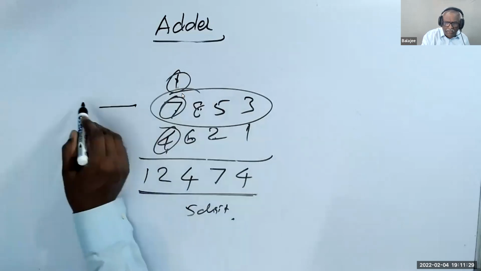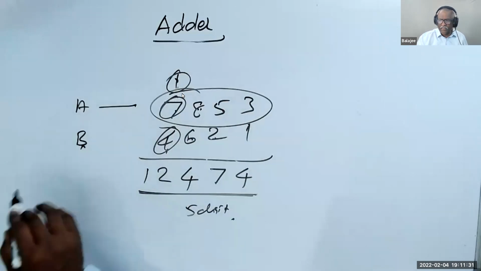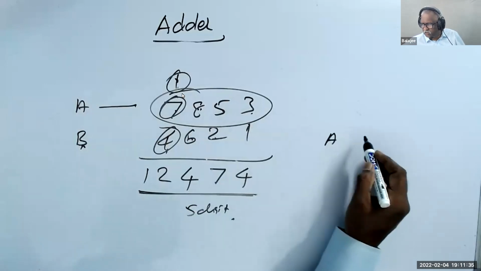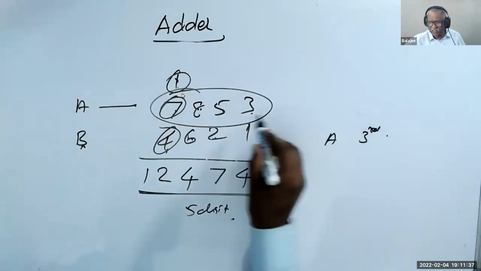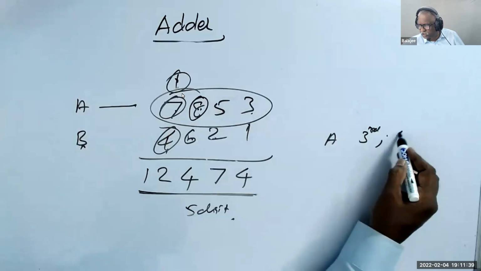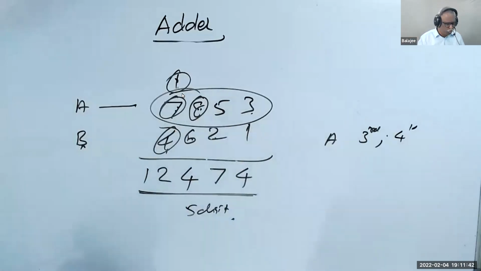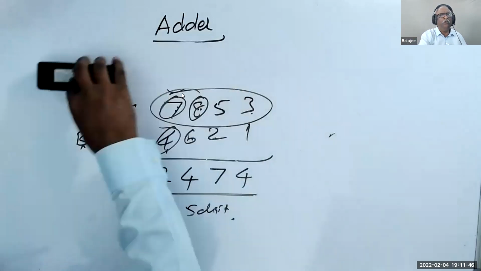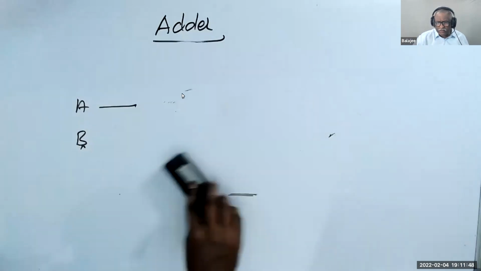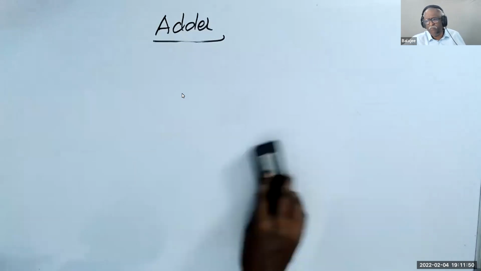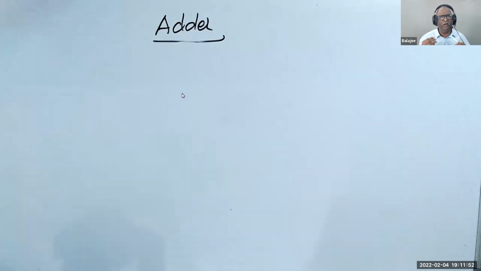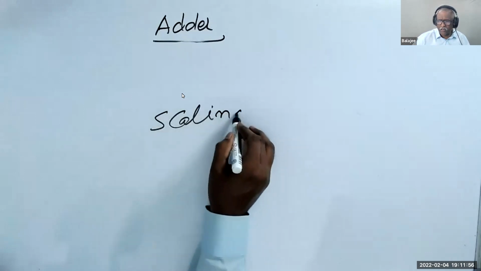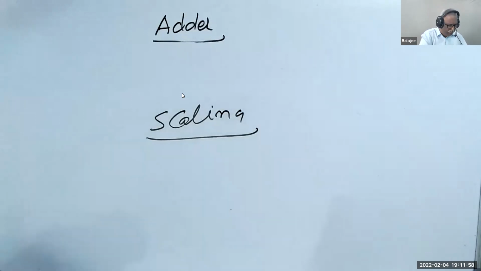This is called number A. This is called number B. Number A has 4 digits. If I say number A, third digit, that is 8. Number A, fourth digit is 7. So what we do here is simple. In school, this is very important for us to understand, because this is called scaling up. If you know a generic method, you can scale very big.